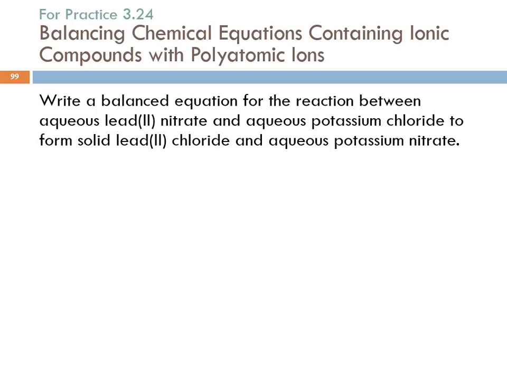Do another one. Write a balanced equation for the reaction between aqueous lead-2 nitrate and aqueous potassium chloride to form solid lead-2 chloride and aqueous potassium nitrate. Again, we need formulas. Lead-2 nitrate. What's the formula for that? Pb(NO3)2. Lead-2 means it has a +2 charge. Nitrate has a -1 charge, so we need 2 of them to balance the charge on the lead. And it says that's aqueous.